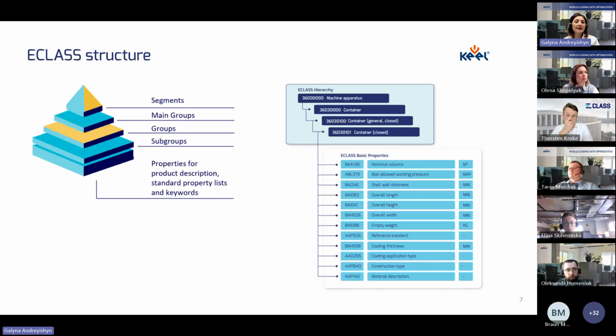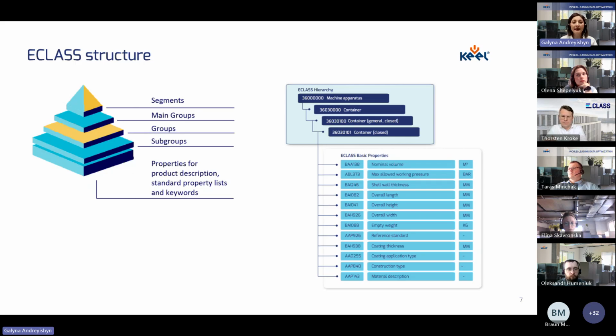So ECLASS is built on a hierarchical structure with 4 levels. At the top, as you can see, we have segments followed by main groups, groups, and finally subgroups, which represent the first level, the level used for real asset and product classification. The first level is where standardized technical properties are defined.